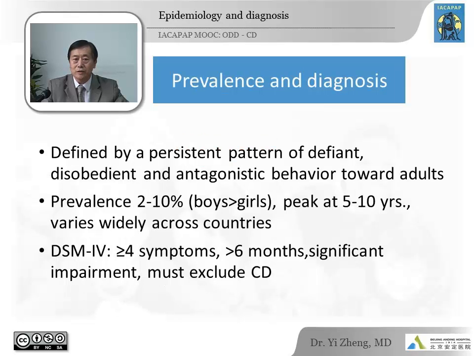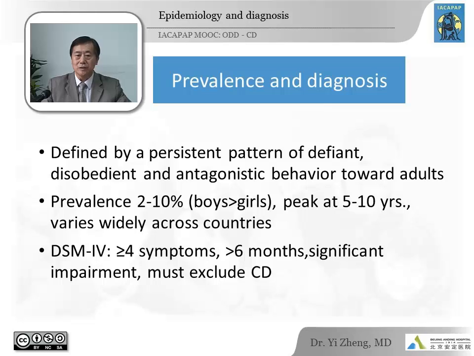The prevalence of ODD is 2 to 10%, and it affects boys more than girls. The prevalence peaks at 5 to 10 years of age and declines afterwards. The prevalence varies widely across countries. This may implicate cultural differences in recognizing and assessing the severity of disruptive behaviors.